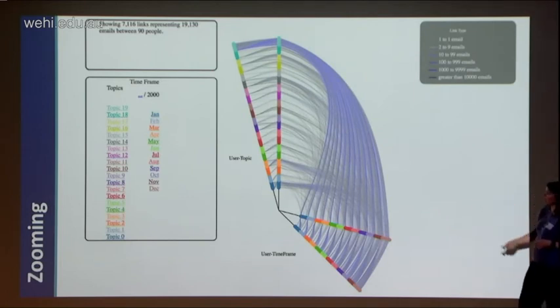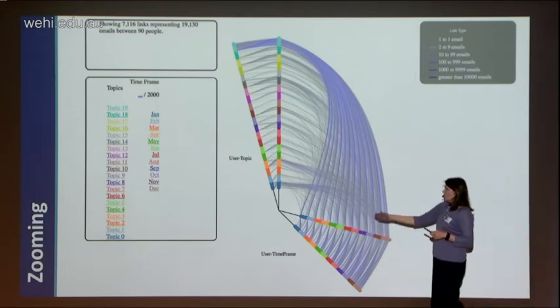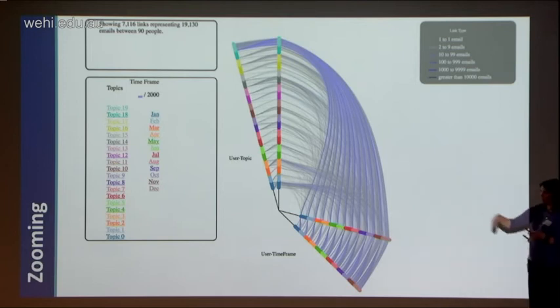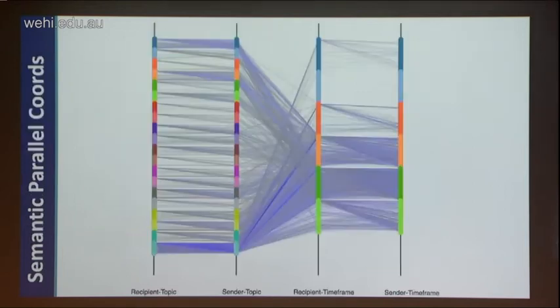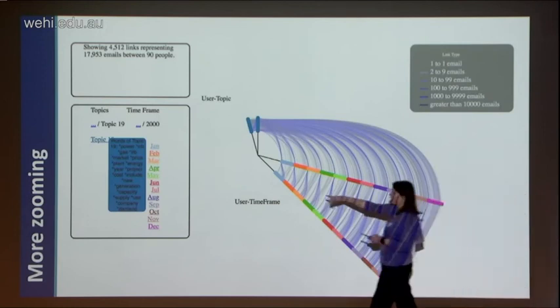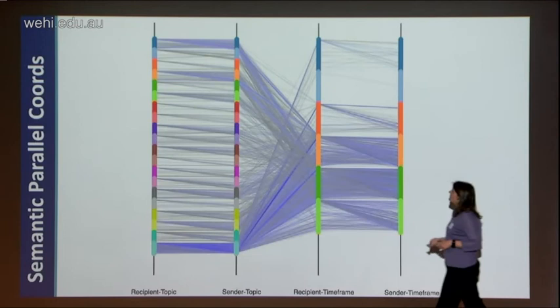So this is an example of the zooming where we split the year 2000 into the months, and you can keep going down by day as well. I also wanted to show how you can see what the topic consists of just by hovering over it. So these are all aspects of the visualization.